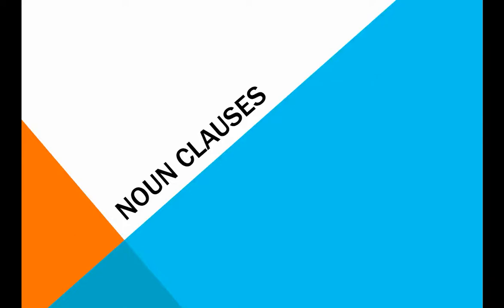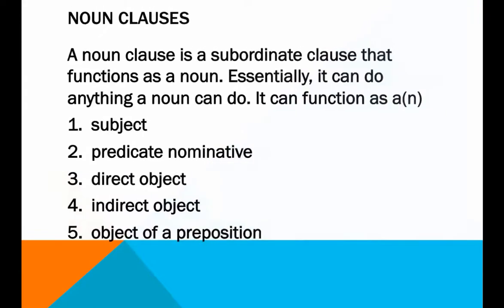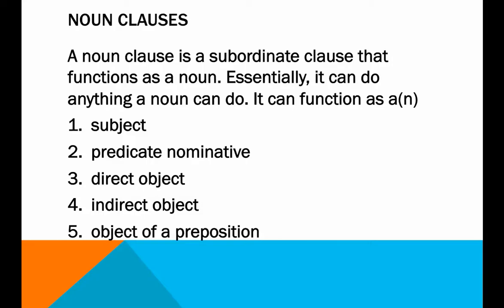In this video, you will learn the basic structure and function of noun clauses. A noun clause is another type of subordinate clause that functions as a noun. Essentially, it can do anything a noun can do. It can function as a subject, a predicate nominative, a direct object, an indirect object, or the object of a preposition.